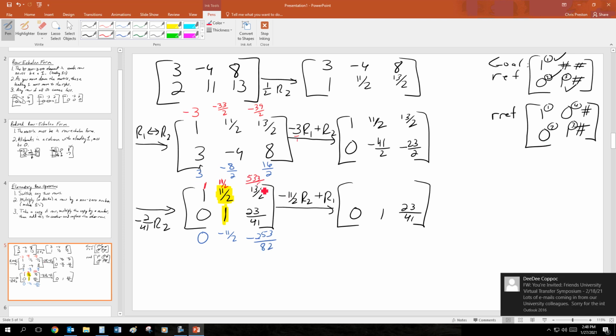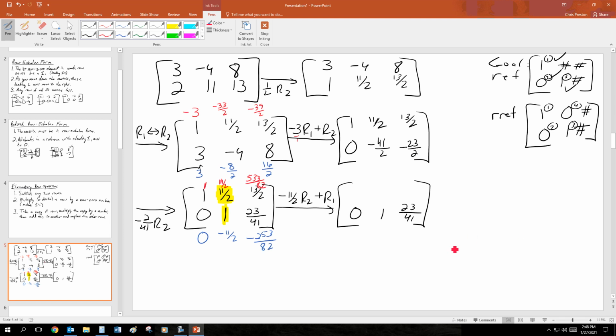533 over 82. Okay. I'm going to add those together, and that's going to give me 1 plus 0 is 1. Great. 11 halves minus 11 halves is 0. 533 minus 253, well, let's see, that's going to be 380 over 82. That looks like it reduces.